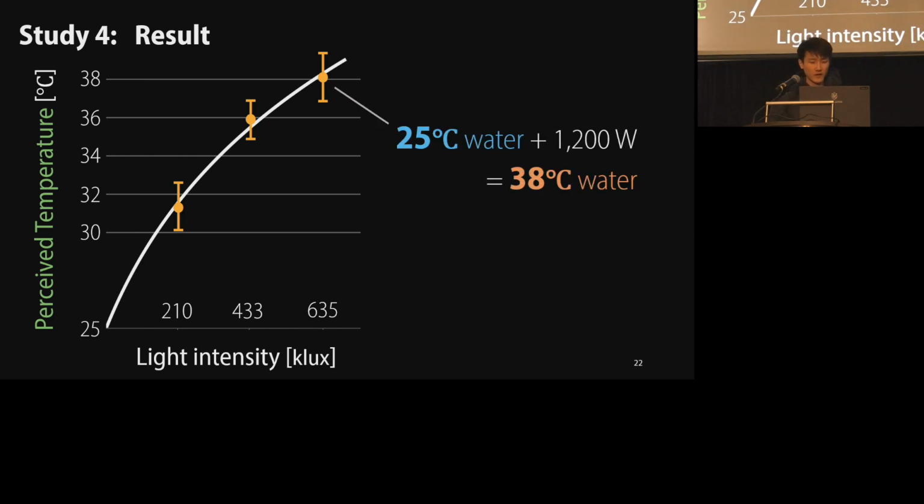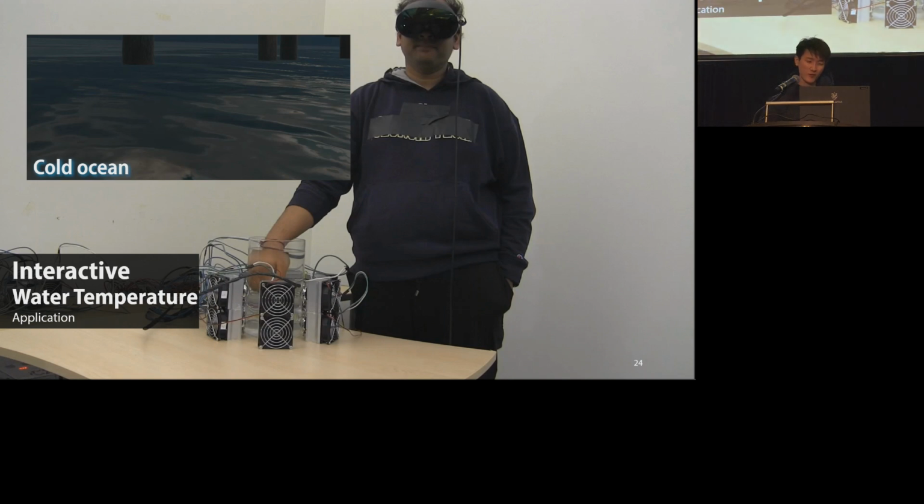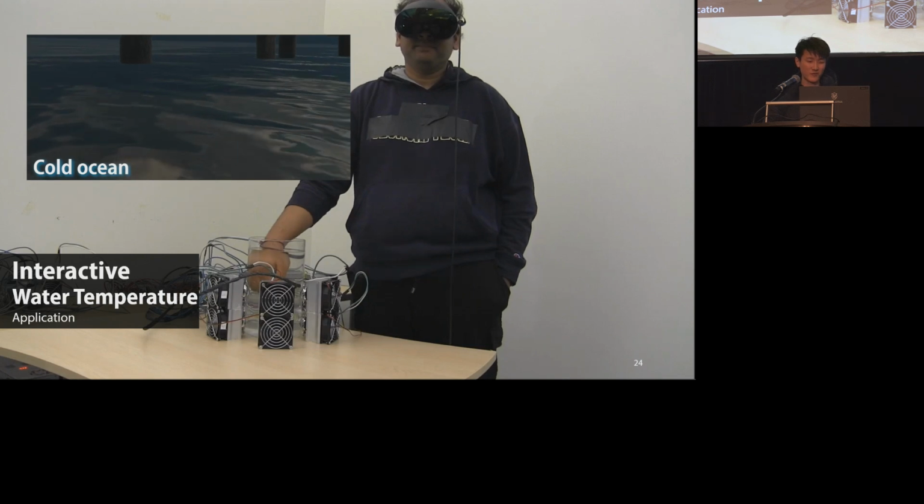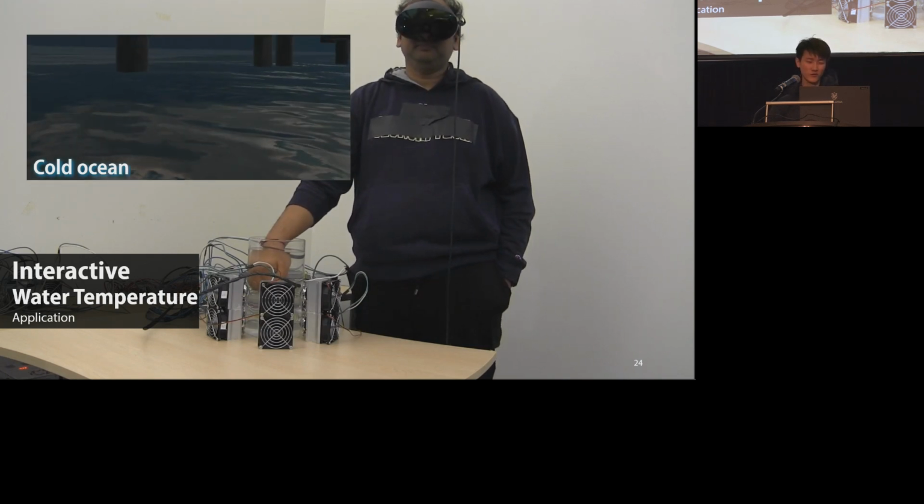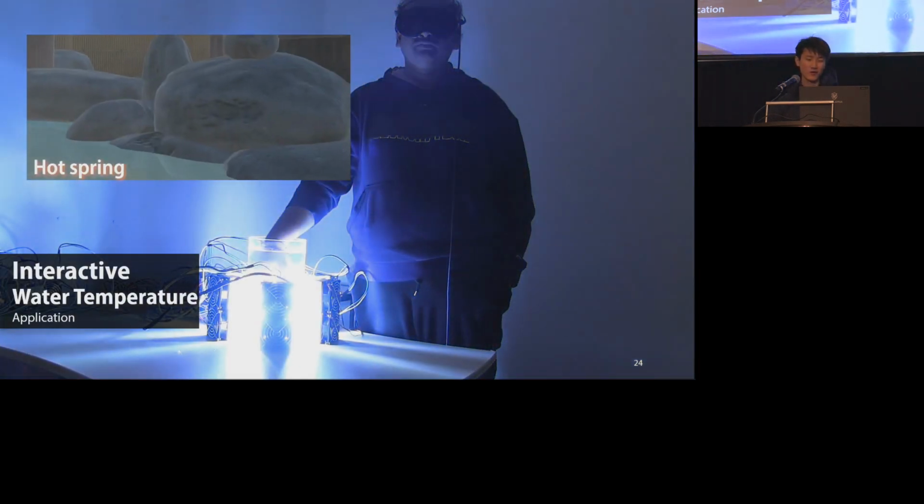And this is the result. It shows 25 degrees water plus 1200 watts, which is a little too much, but anyway, 38 degrees water. So we can actually change the water temperature perception by 13 degrees if you use this much energy. And applications, of course, we now have the interactive water temperature. So let's move from cold water to hot spring instantly.